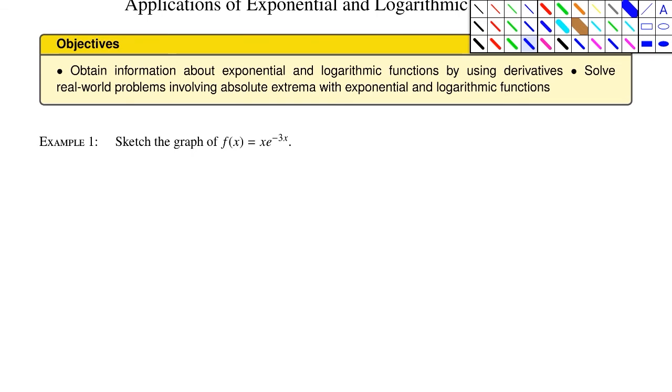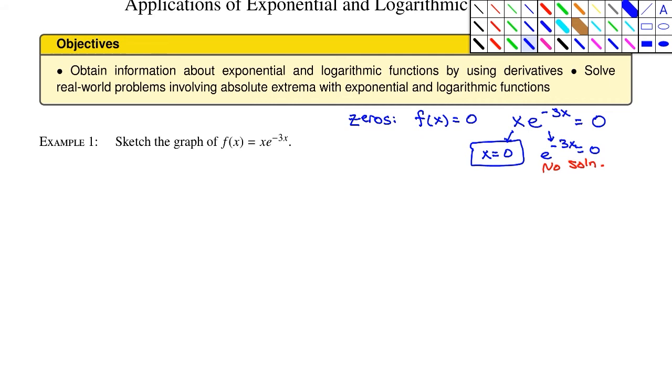This is kind of a long problem, so you might want to write small. The first thing I want to find are the zeros. The zeros are when f of x is equal to 0. So I'm going to set x e to the negative 3x power equal to 0. We're going to split that up. x is equal to 0, and e to the negative 3x is equal to 0. We already know that this last equation has no solution, and so the only zero that we have is x equals 0 itself. That tells me it goes through the origin.